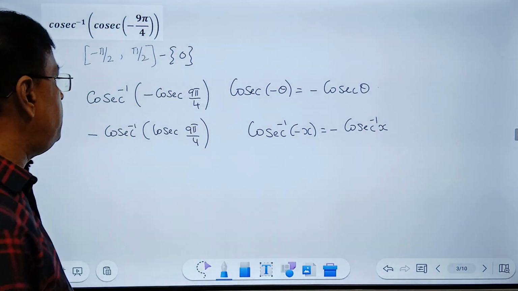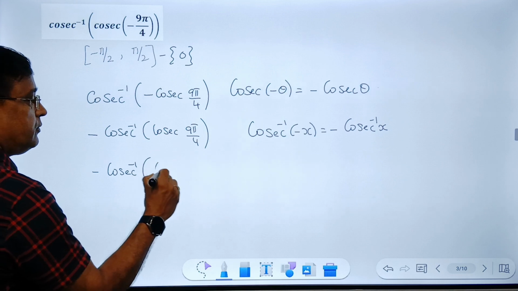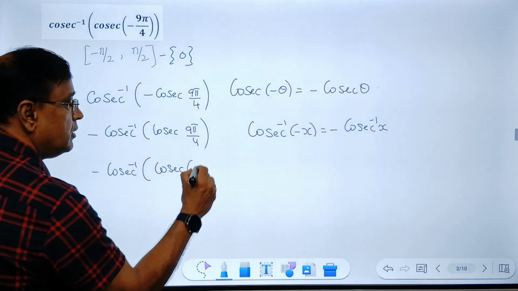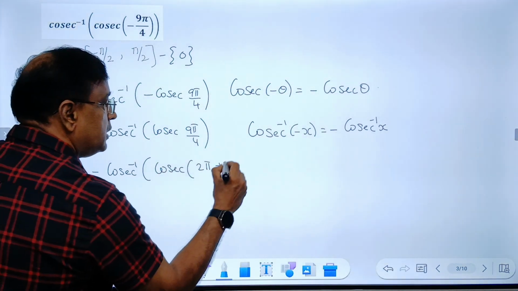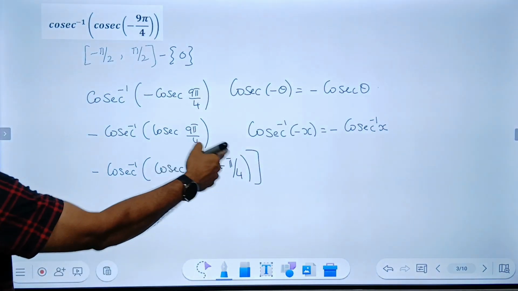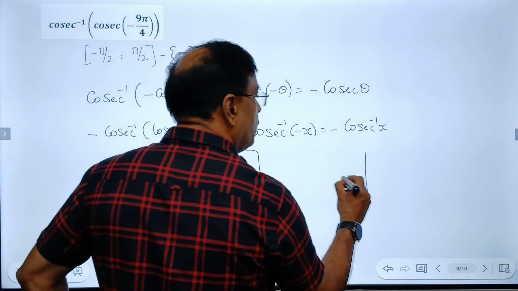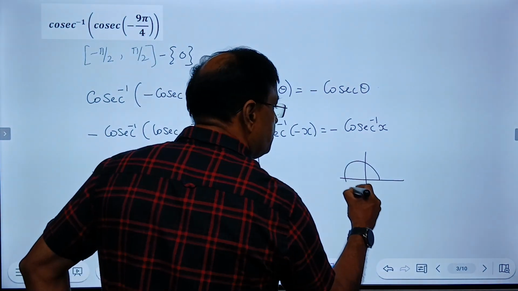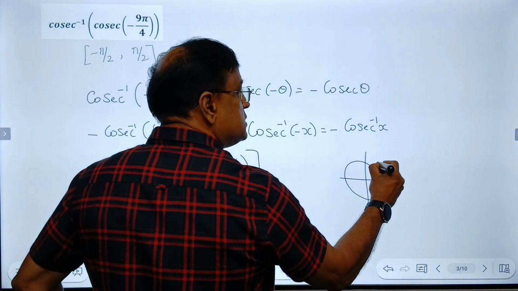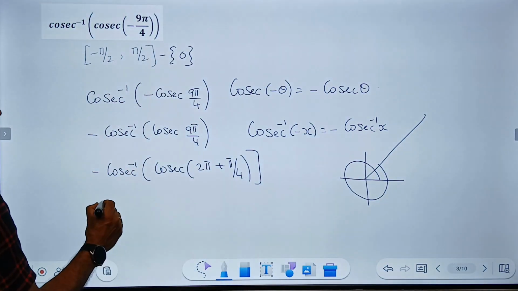Now what is 9 pi by 4? It is nothing but 2 pi plus pi by 4. You can check it: 8 pi plus pi is 9 pi by 4. Now 2 pi plus pi by 4 is in which quadrant? This is 2 pi, one round, plus pi by 4. So you are in the first quadrant. In the first quadrant, what do you say about cosecant?